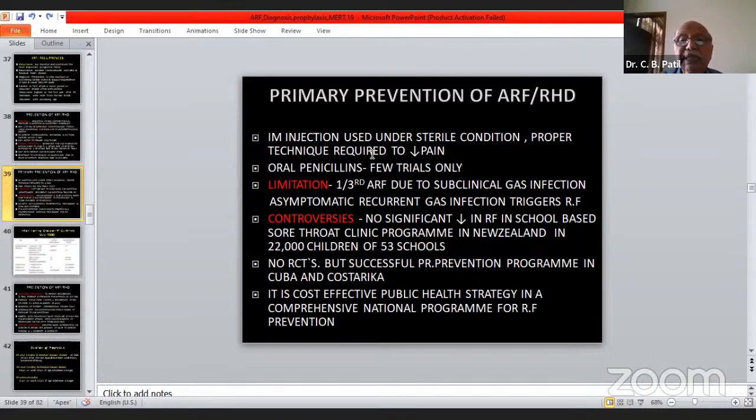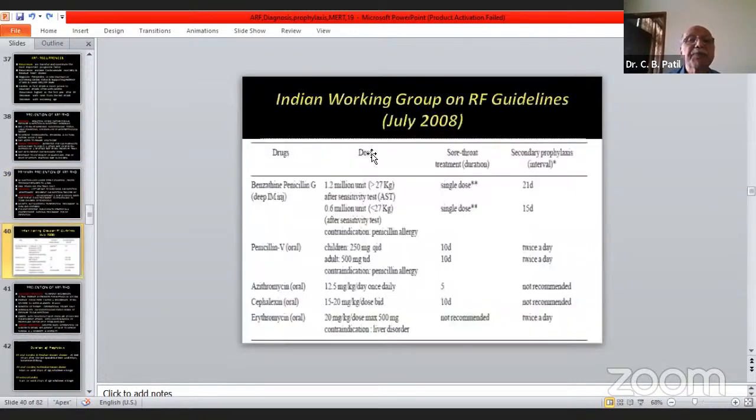Controversies: there is no significant decrease in rheumatic fever in a school-based sore throat clinic program in New Zealand, in 22,000 children of 53 schools. There are no RCTs, but there are successful primary prevention programs in Cuba and Costa Rica. So definitely in certain countries it's a successful program. It is a cost-effective public health strategy, and a comprehensive national program for rheumatic fever prevention should be adopted.